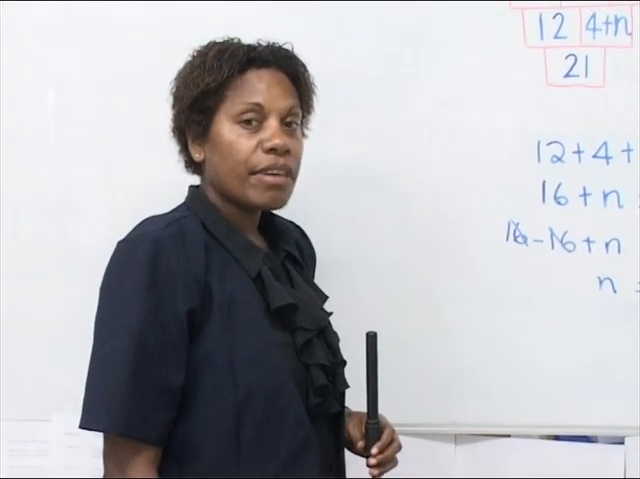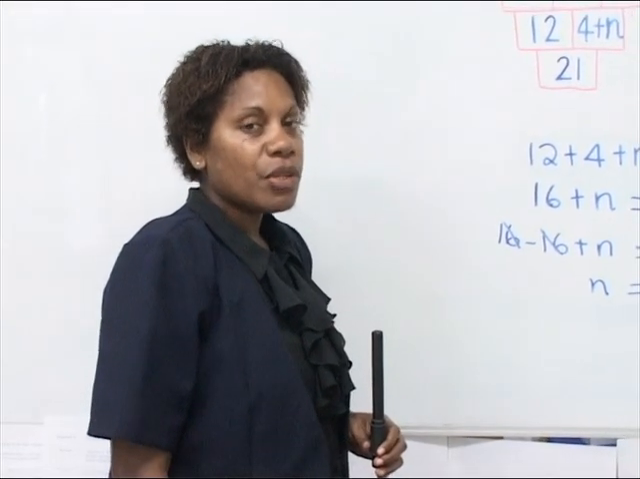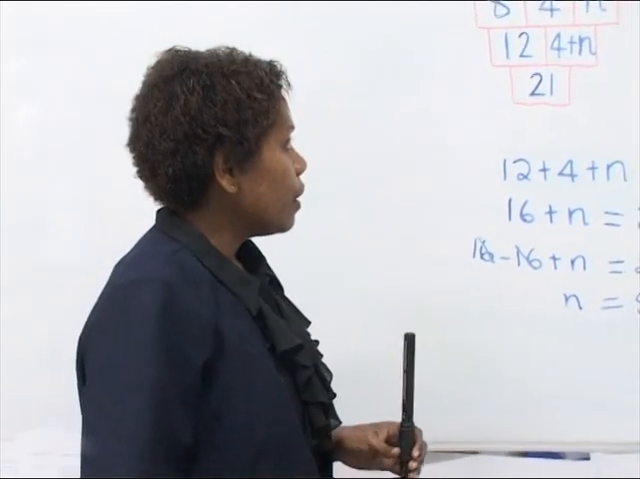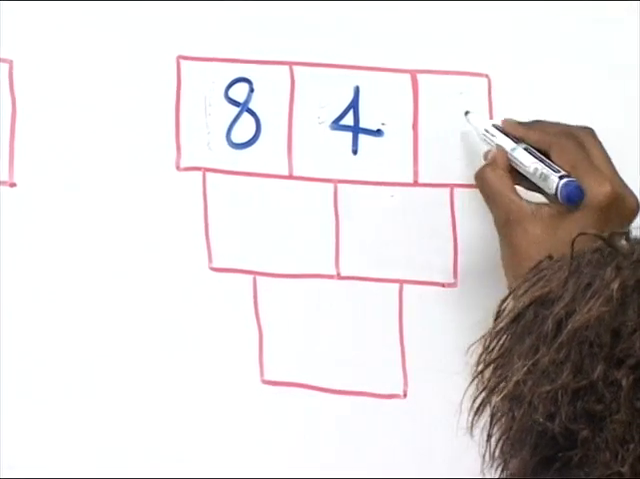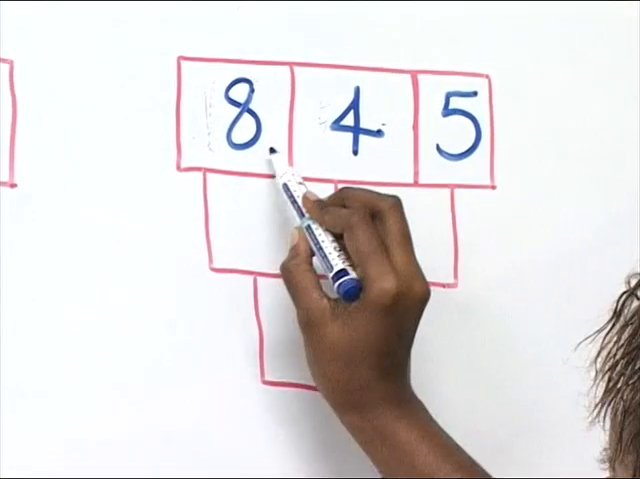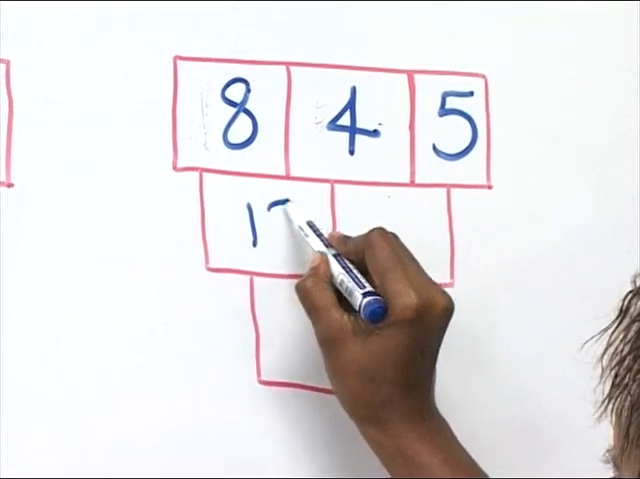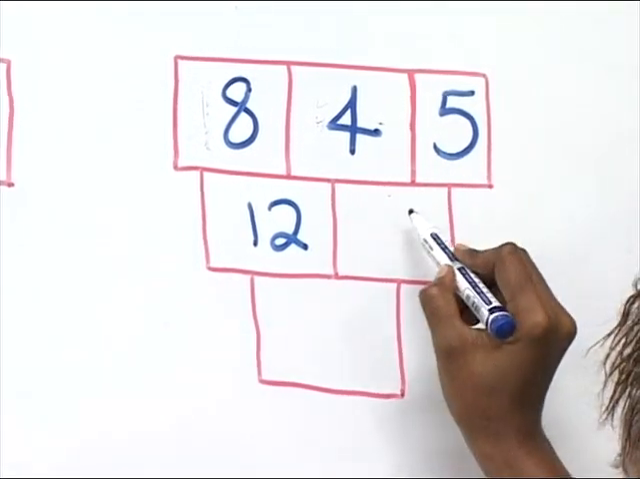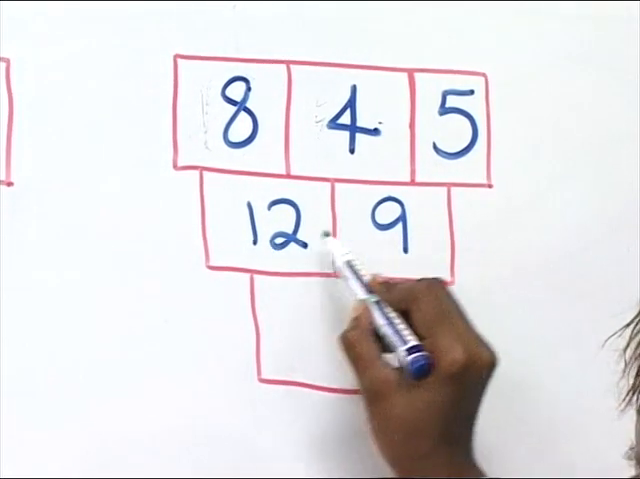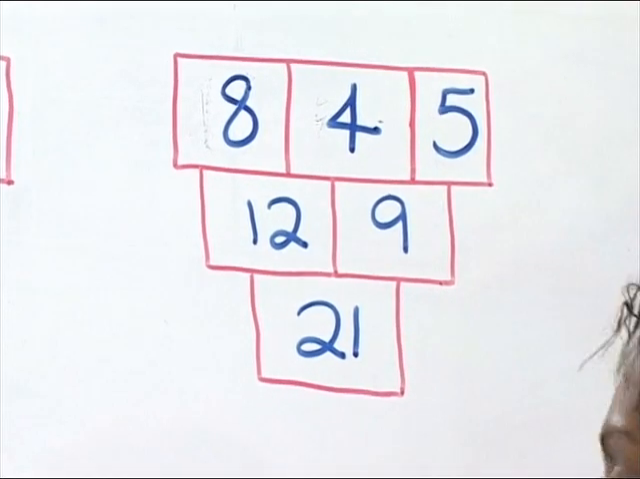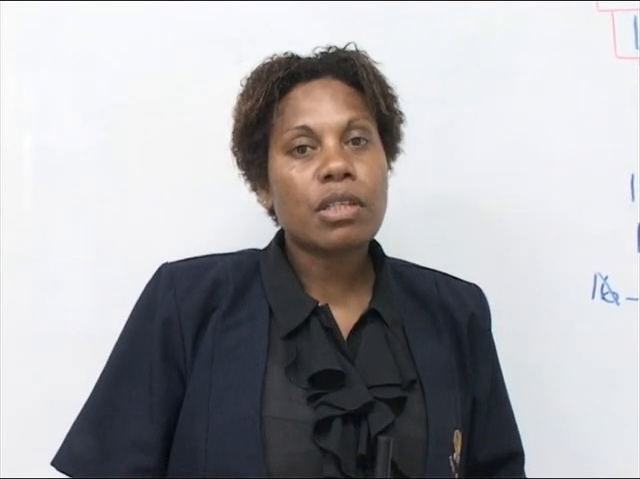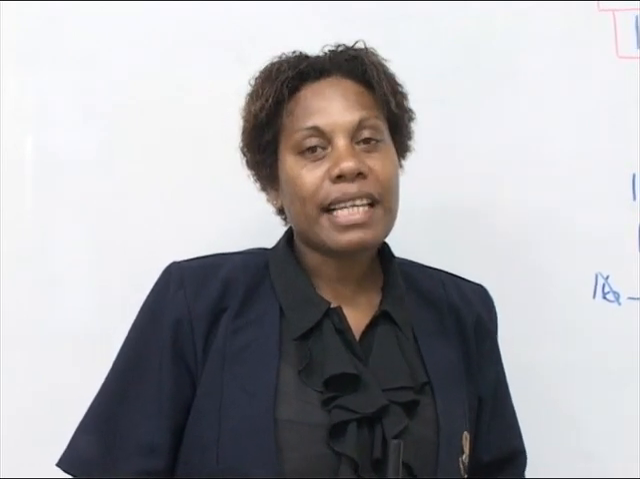Now let's check if the value of n is 5 by using the tower total. So 8, 4, and 5. 8 plus 4 is 12. 4 plus 5 is 9. So 12 plus 9 is 21. With that, that's an example of solving algebraic expressions using tower totals. With that, let's move on to our lesson for today.